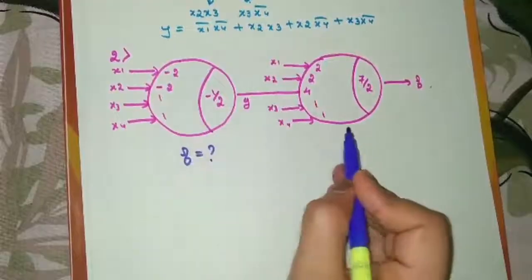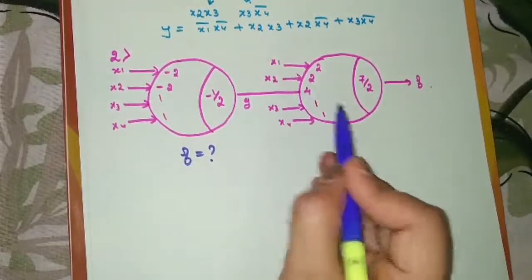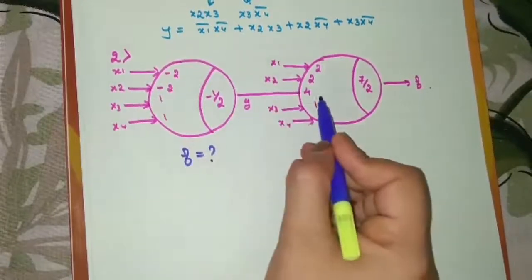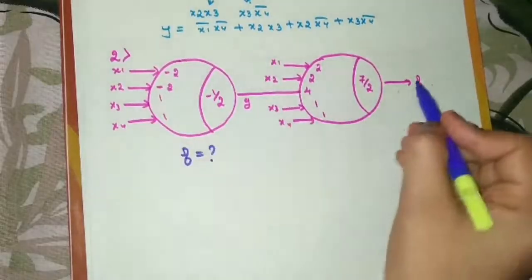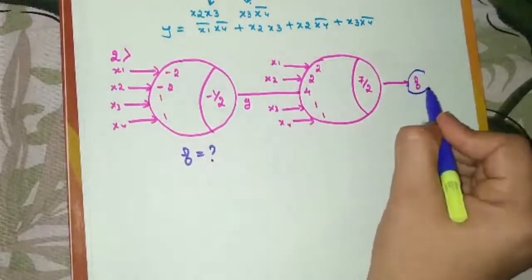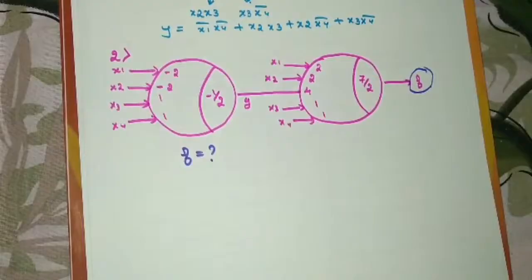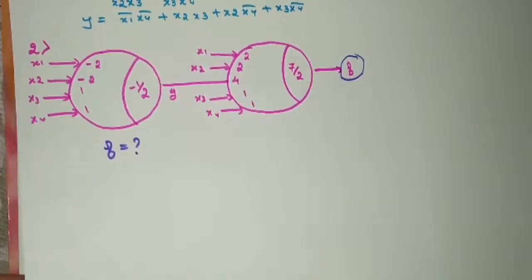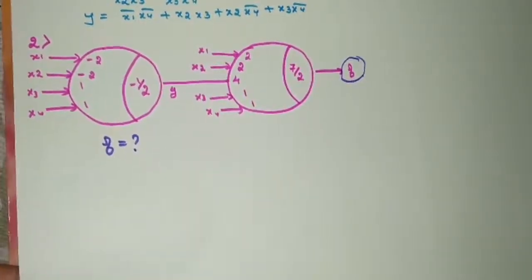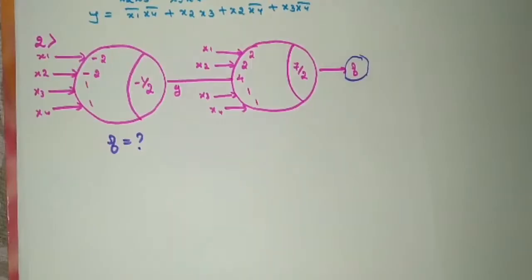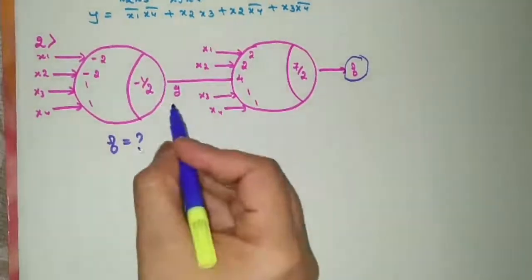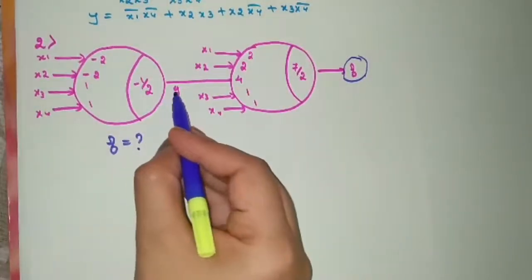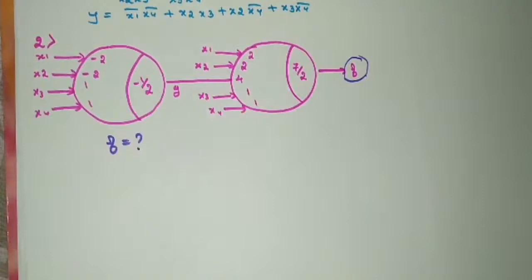Here we have two threshold logics cascaded. As you can see, the output of the first threshold element, that is G, will be input for the second one. We need to find out f. So we'll write down the question and go to the first step, that is nothing but the table. First we need to find out the output G, as we did in the previous problem. Then we use the G as an input to the second logic.